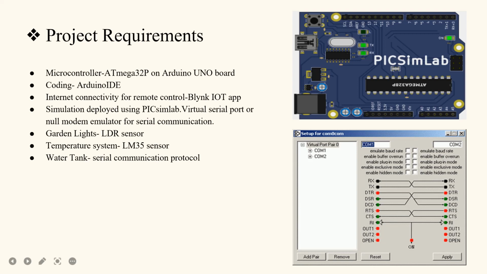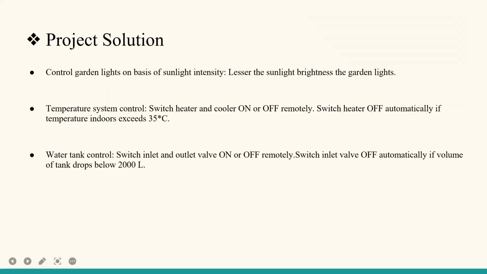Here we can see the PICSimLab, and here this is the null modem emulator. Now the project solution. Control guidance lights on the basis of sunlight intensity. The lesser the sunlight brightness, the brighter the guidance lights. Temperature system: switch the heater and cooler on or off remotely. Switch the heater off automatically if the indoor temperature exceeds 35 degrees Celsius. Water tank control: switch the inlet and outlet valves on or off remotely. Switch the inlet valve off automatically if the volume of the tank drops below 2000 liters.